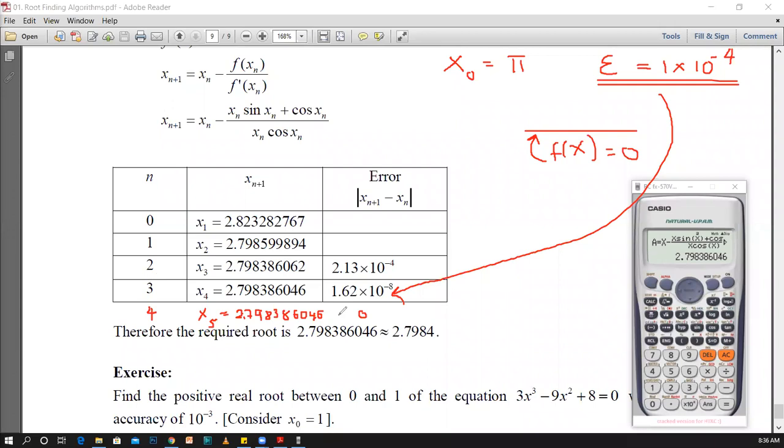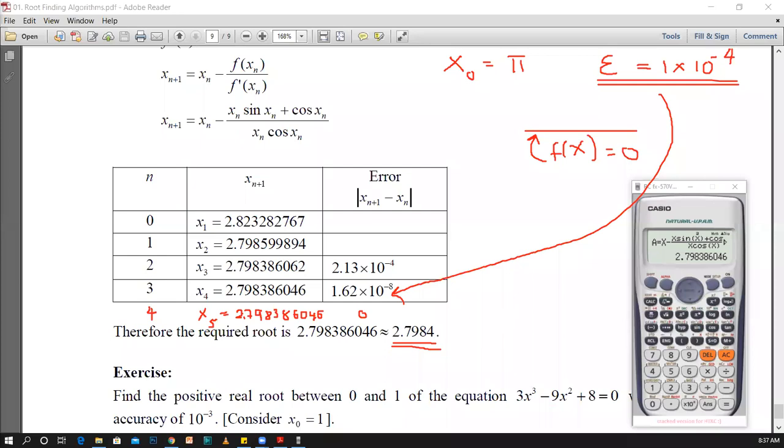Then the required root can be given as 2.79, and if you round off to 4 decimal places, we get the answer as 2.7984. The main thing which you have to keep in mind is that when you are dealing with radian measures, you definitely have to convert your calculator into radian measures. Otherwise, the values will not be the same as this if you are using the degree measure. Since we are not using degrees here, definitely convert the calculator into radian measures.